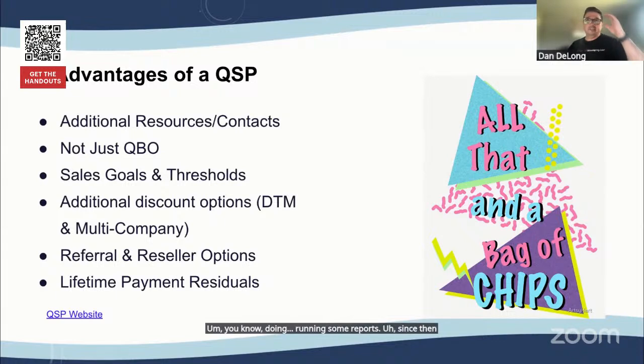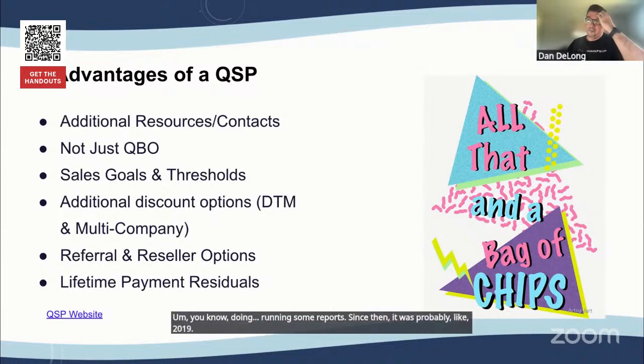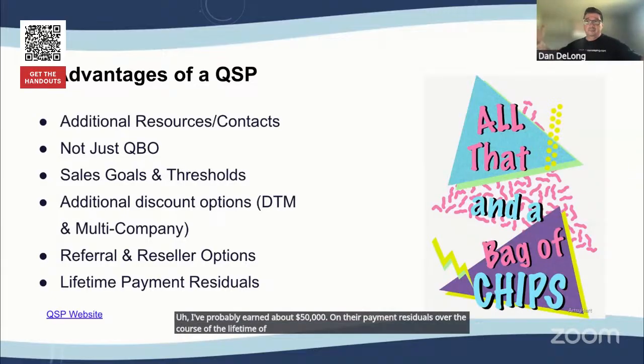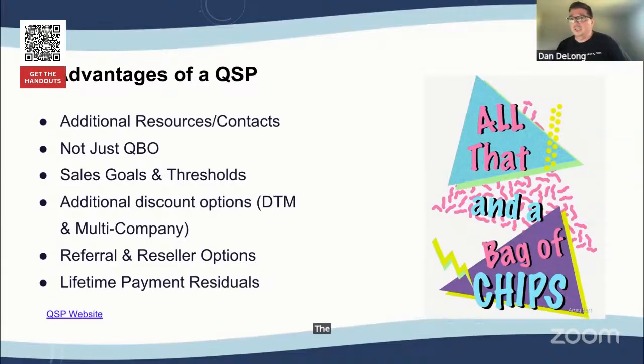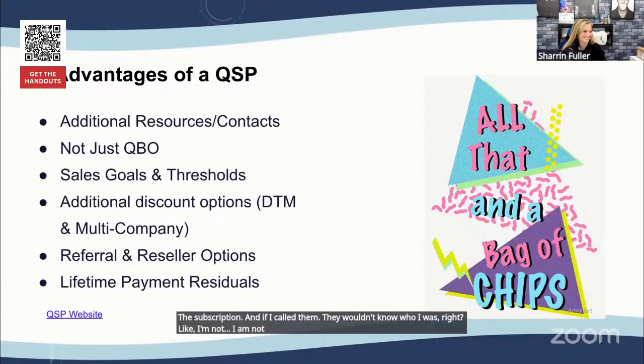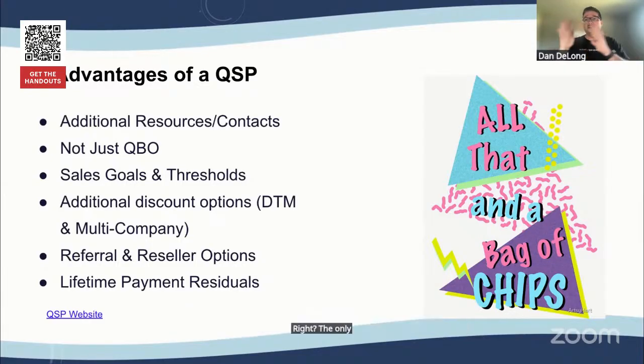And since then, I was just looking at my reports. Since then, it was probably like 2019, I've probably earned about $50,000 on their payment residuals over the course of the lifetime of them using the subscription. And if I called them, they wouldn't know who I was, right? I am not connected with them at all. The only thing is that they had a connection with a QSP, and we just needed to activate their subscription.